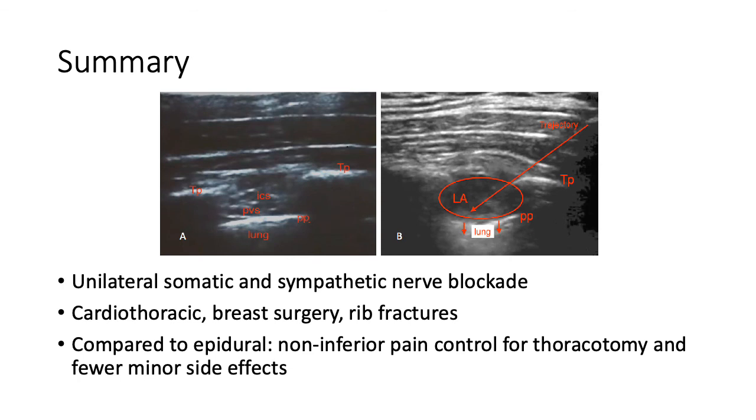In summary, paravertebral blocks cause unilateral, somatic, and sympathetic nerve blockade. They are used for cardiothoracic and breast surgery and for rib fractures. Compared to epidurals, paravertebrals are non-inferior in their pain control for thoracotomies and have fewer minor side effects.